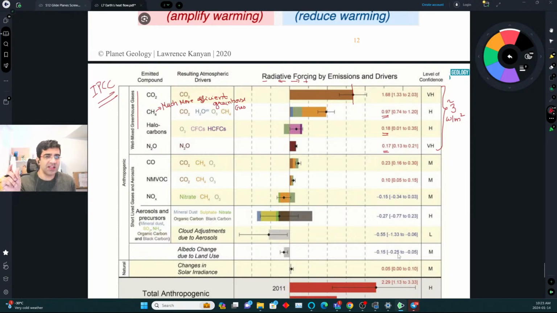1 degree Celsius is not problematic. Where is the problem coming from? It is from the feedbacks. And again, those feedbacks are being predicted by models. But just looking at these numbers, it is not that much of a problem.